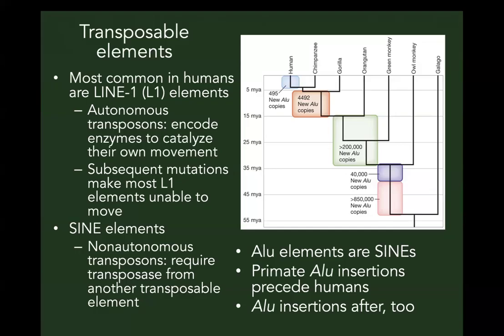So ALU elements are SINEs. Oh, I'm sorry, I said they were LINEs. I guess they're SINEs. They're short. And so we can see lots of evidence of different kinds of ALU insertions.